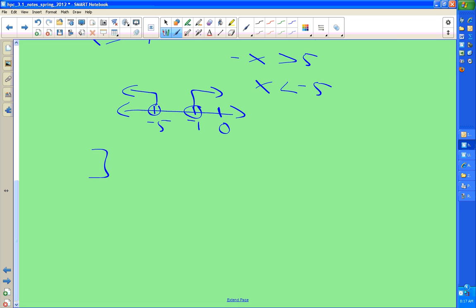The one on the left is going to be parenthesis negative infinity all the way up to negative 5, and parenthesis the 5. The one on the right is going to be parenthesis the negative 1 all the way up to positive infinity, parenthesis. And both of those are acceptable answers, so the symbol that goes between them is a union. So we have the first interval on the left, union the second interval on the right. For an OR situation, that's the only way you can do that, unless you use one of the other notations.